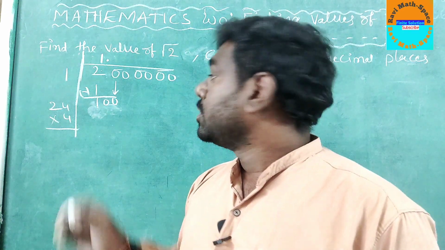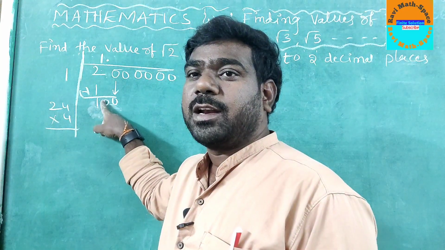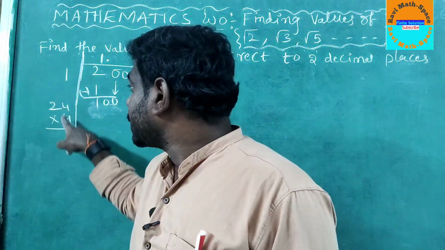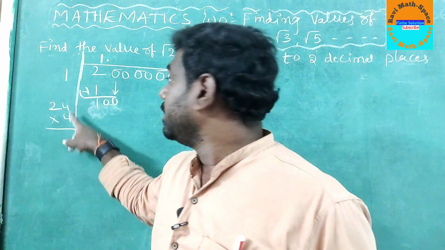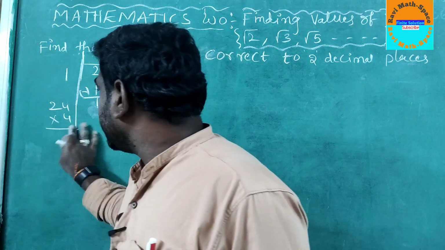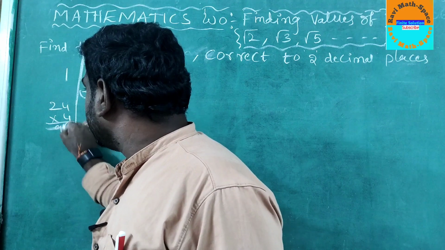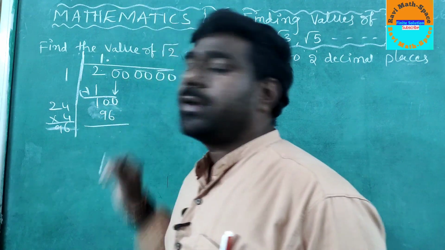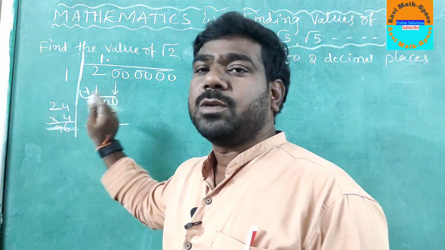125 compared to 100 is a big number, so we can't take it. That's why 4 square is a suitable number. 24 fours are 96, and 96 is the nearest number to 100. That's why 4 square is suitable here.